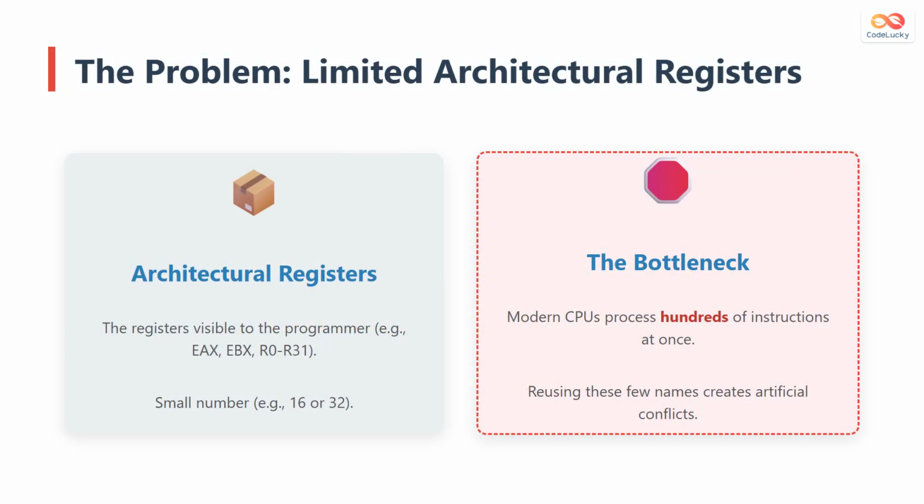Let us start with the problem. When programmers write assembly code, or when compilers generate it, they use a specific set of registers defined by the architecture, like x86 or ARM. These are called architectural registers. The issue is that there are very few of them visible to the software, often just 16 or 32. However, a modern processor is a beast capable of juggling hundreds of instructions simultaneously. When we try to squeeze all that parallel work through just a handful of register names, we create a bottleneck.